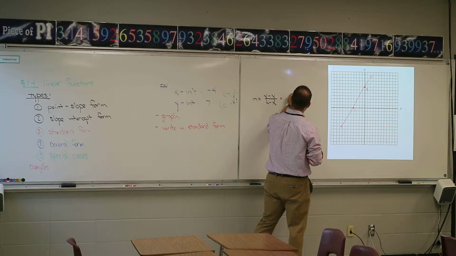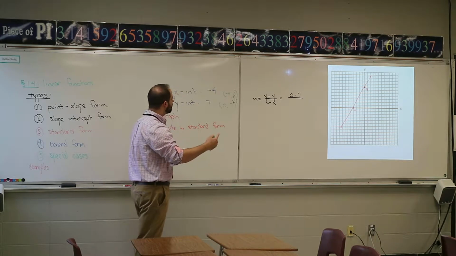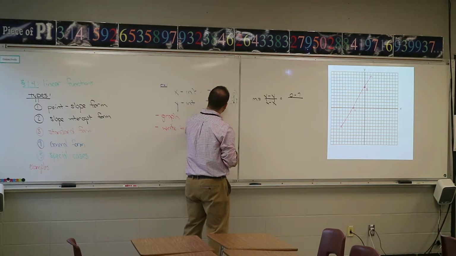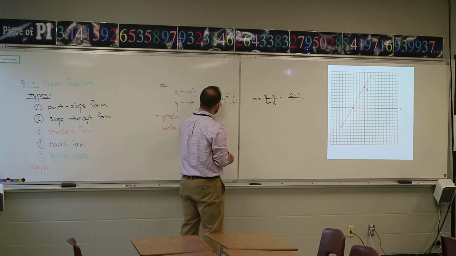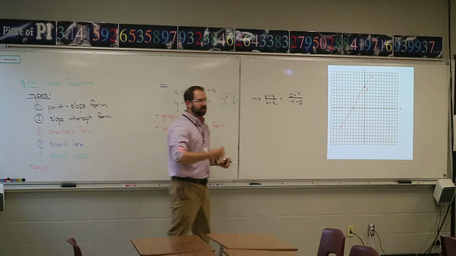Maybe you want to go 0 minus 7, top minus bottom, or 7 minus 0. I don't really care. But whatever way you subtract, you have to stick with that for the next one. So I went top minus bottom, so I'm going to go top minus bottom on the bottom here. -4 minus 0. Makes sense? You have to stick with that same pattern.